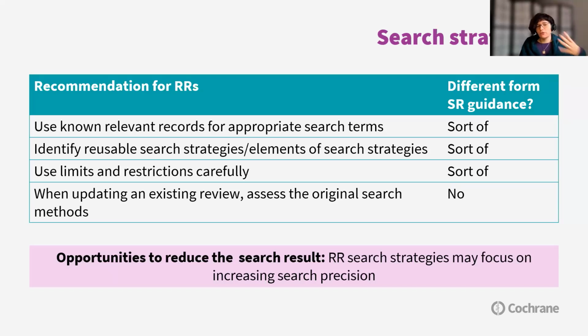But if you reuse existing search strategies, for example, when updating a systematic review, which is also an option for rapid reviews, it's important to assess the original search strategies and search methods to check if they are appropriate for your topic.